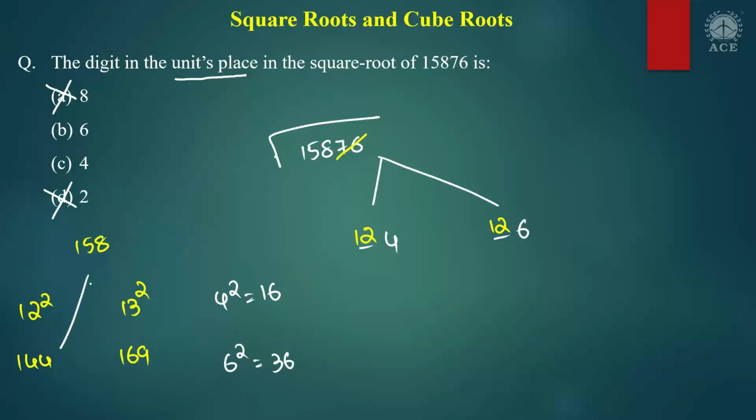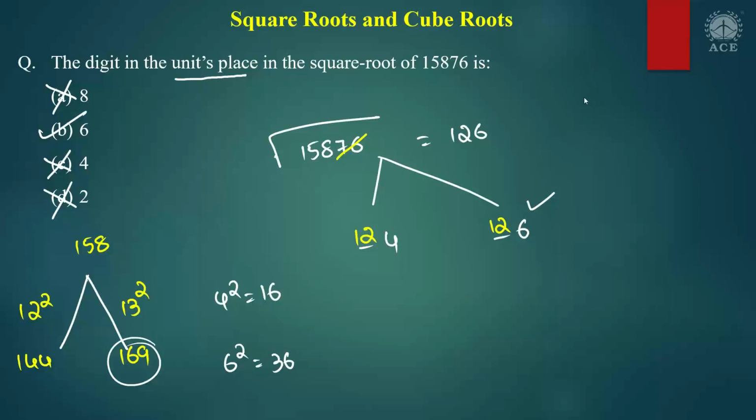Here 14 difference, here 11 difference. Close to 169, right? So we should go with the higher value. 126 is the square root for this, which has 6 in the units place. So guys, kindly check. Yes, the answer is 6. Superb, Naga Venkata Pranit, 593.